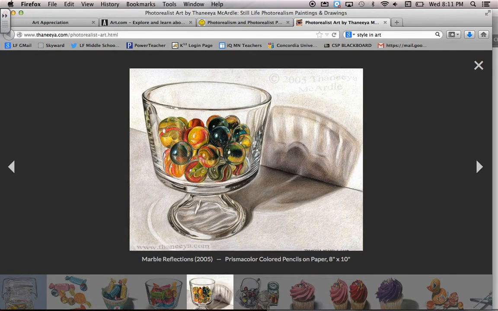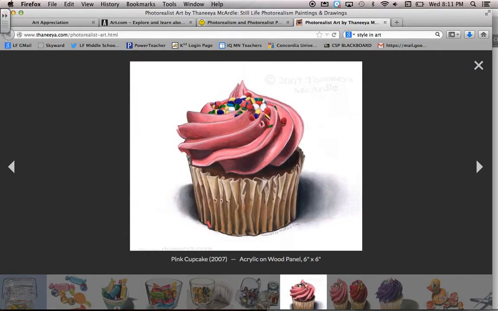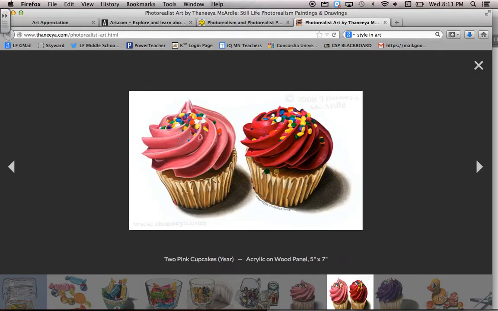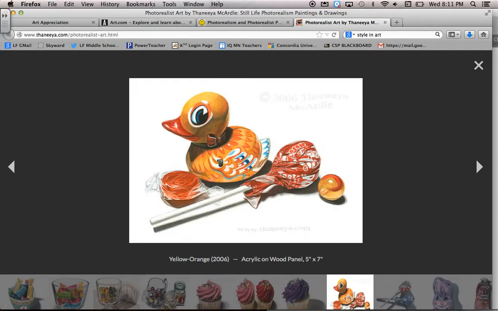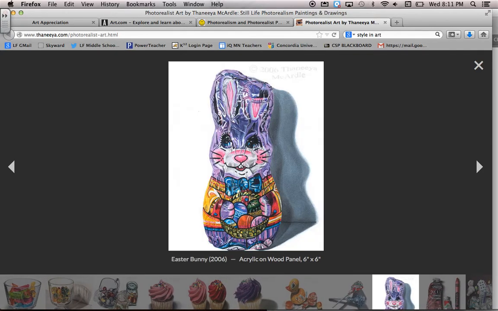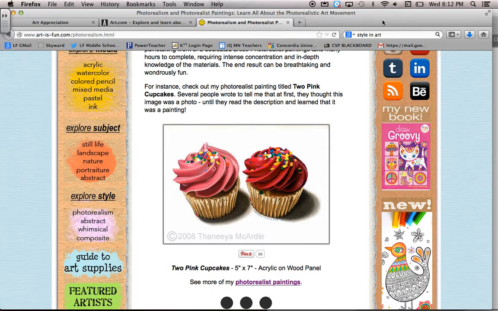So this artist has done a lot of work learning how to blend and mix colors to create such a realistic look. The cool thing is, even on some of these, this almost looks like it has a little bit of wetness to it. So these are super creative and interesting paintings. So that's one style.